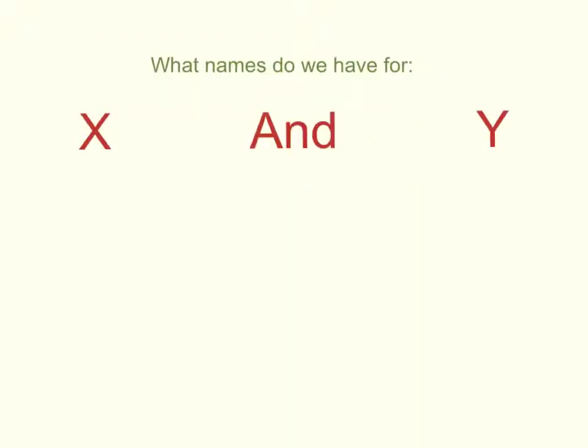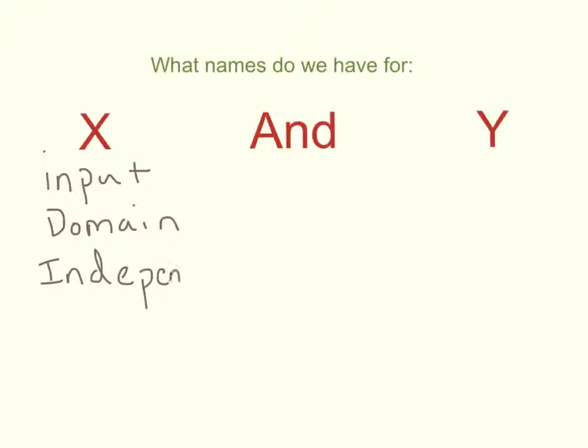So we have a bunch of different names for X and Y. What I'm going to do is list a few of them, and then I want you to fill in their opposites. X, we know, is always going to be our input. It's also our domain. So you know what those opposites are, or what those pairs would be for the Y variable. But then we also have independent for X and dependent for Y.